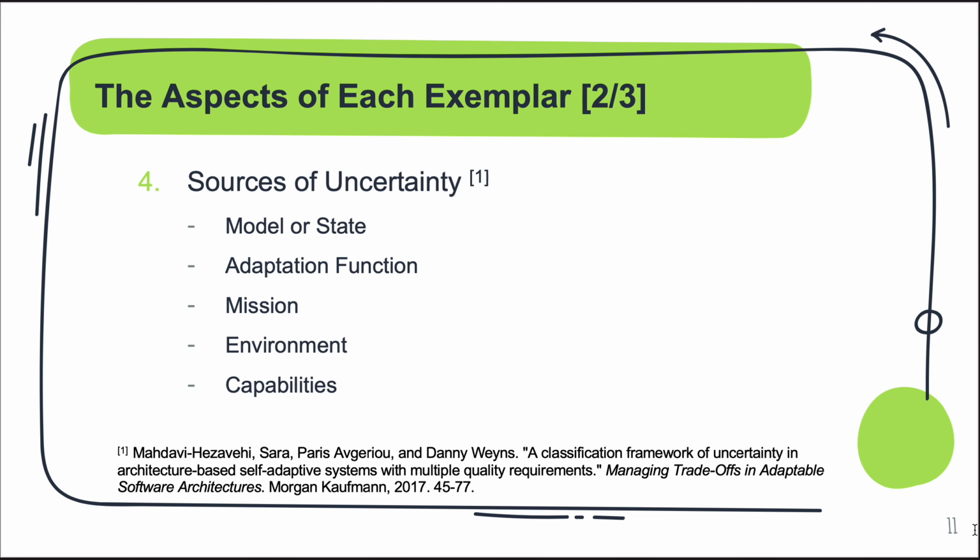We followed the uncertainty sources identified by Mahdavi et al. in 2017. Uncertainties could rise due to the modular state, such as incomplete or incorrect information, adaptation functions, such as coordination functions, the mission itself that could be poorly specified or could even change over time, changes of the operating environment at runtime or interactions with human operator or other robots, and dynamic robot capabilities that could change or extend over time.